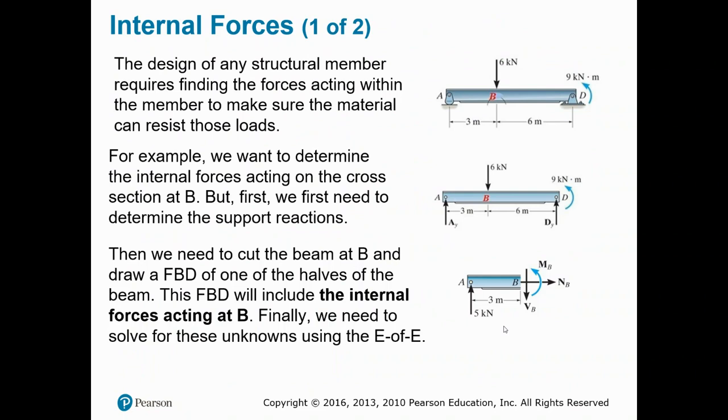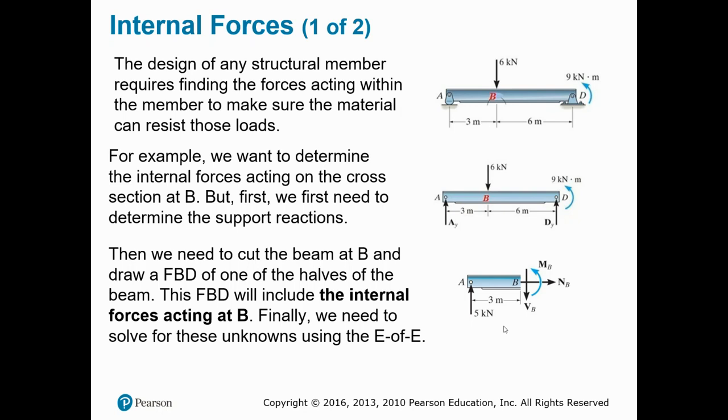For example, if we want to determine the internal forces acting on the cross-section at point B, we'll first need to determine the support reaction forces at point A and point D. We talked about it in the past: D is a pin support, and point A is a roller support. So we can do our equations of equilibrium to figure out the reaction forces AX, AY, and then DX and DY as well.